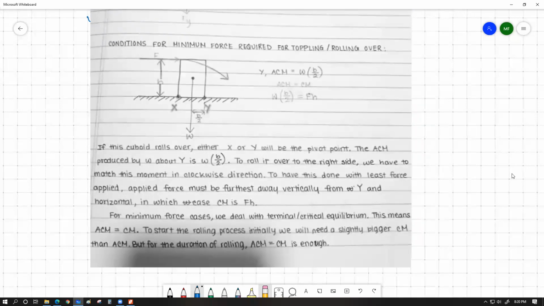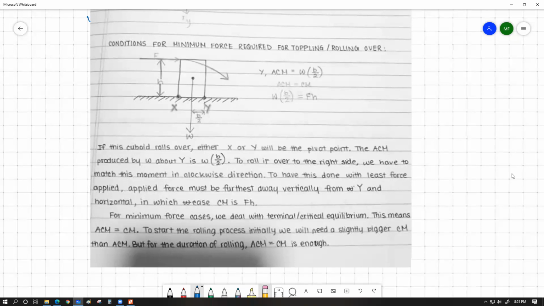So toppling or rolling over means that we want to tilt this object over to the right side. What is the minimum force required for this process? Now you might wonder why the term minimum force is used. I mean, why can't it be just force? I'll explain this. Try to have a look.